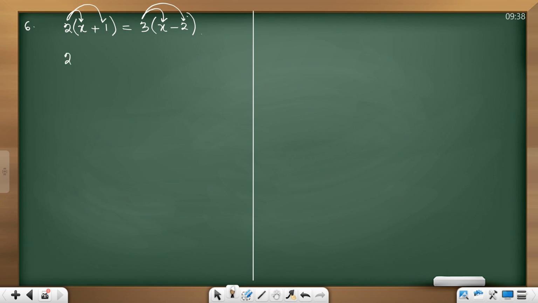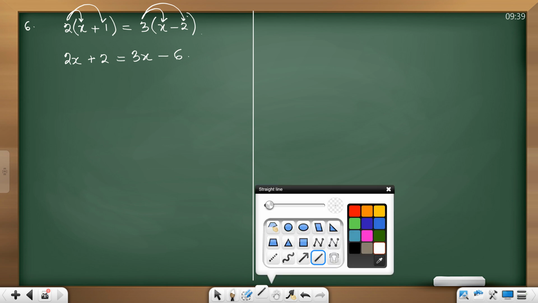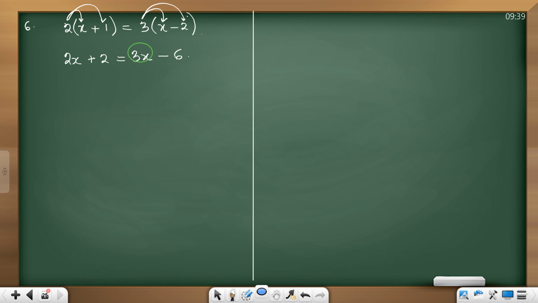What is 2 times x? 2x. 2 times positive 1 plus 2. 3 times x, 3x. 3 times negative, positive times negative, negative, and then 3 times 2. You remember this? We were doing this all along, so we're cool. Let's put the variables on one side. I have to move this, and I have to move this. So 2x, the positive 3x becomes a negative 3x when it changes sides.